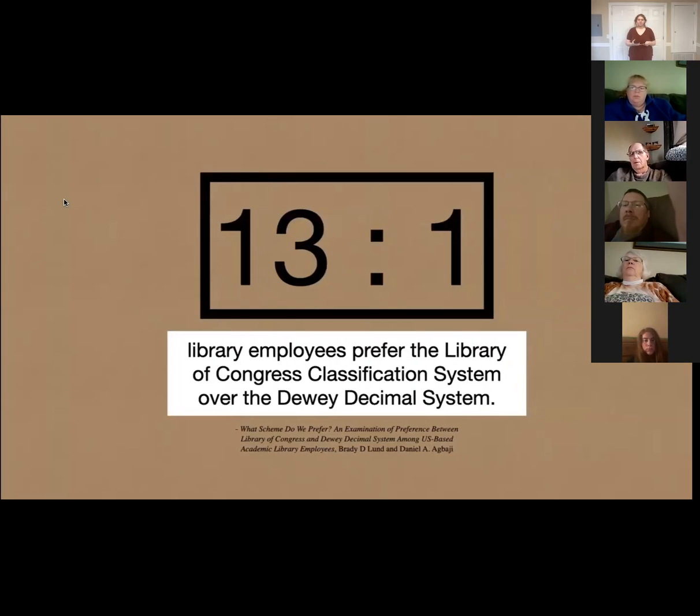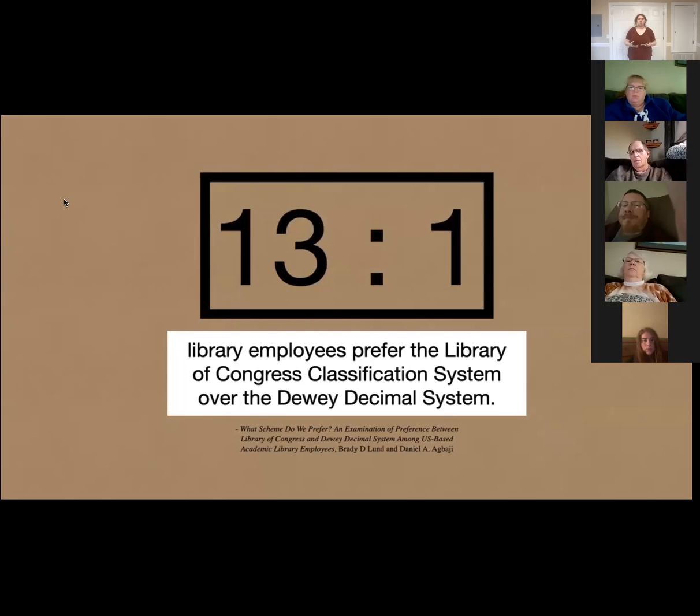Results were biased, and the study concluded by saying, this study provides empirical backing to that belief, showing that academic library employees prefer the Library of Congress to Dewey Decimal System at a 13-to-1 ratio. I then went around my own library and started to conduct my own research.